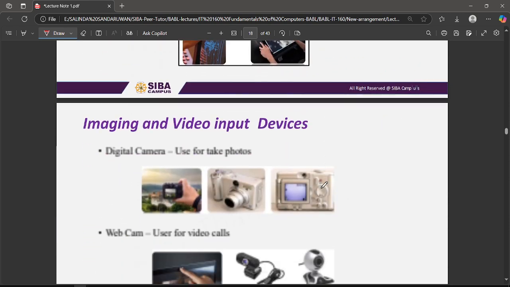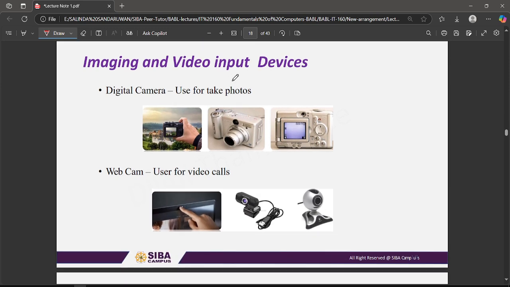Likewise, then imaging and video input devices: the digital cameras, the webcam, and the scanners, scanner too.